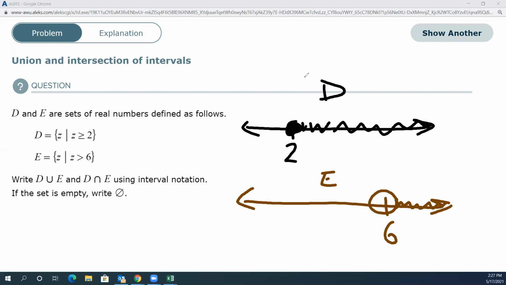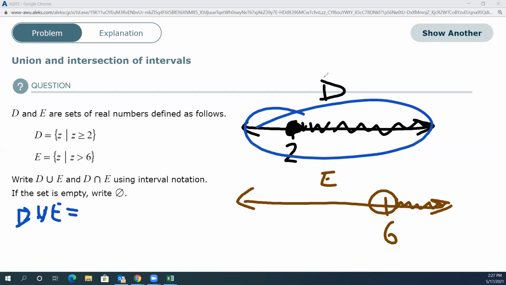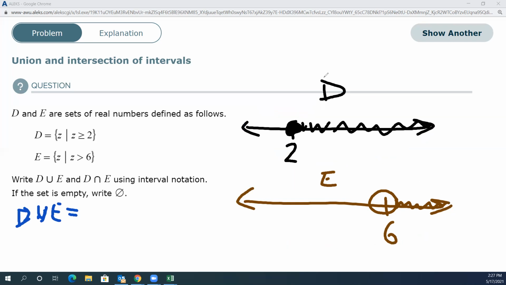Okie dokie. So what would be the union and intersection of these sets? Well, the union, the stylus is not working well. The union is going to be everything that's shaded. Keep it all. If it's shaded, we keep it. If I pick up that number line and I drop it on top of this one, everything that would be shaded would be everything from 2 on over forever.